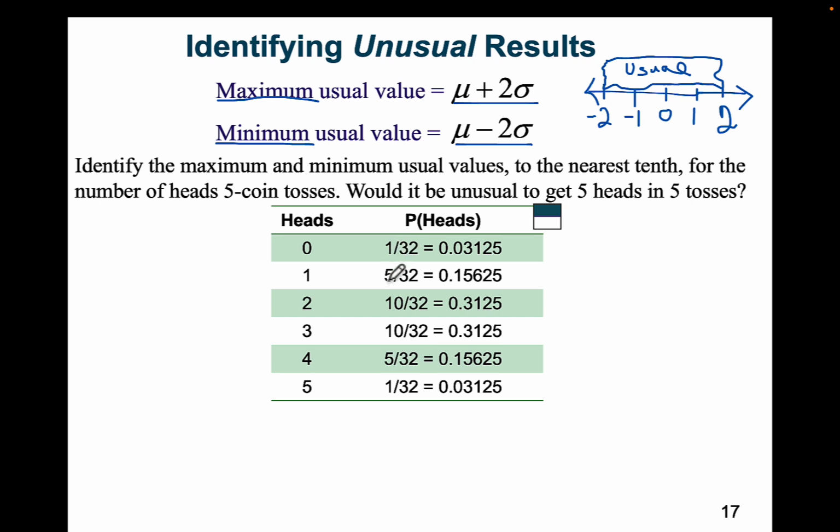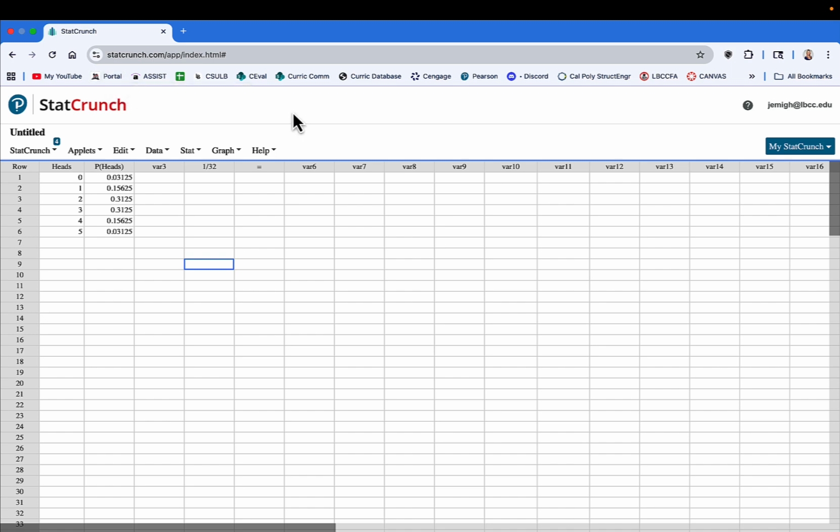5 of those outcomes would get heads exactly once. 10 of those outcomes would have heads twice, 10 out of the 32. 10 of those outcomes would have heads 3 times. 5 of those outcomes would have heads 4 times, and just 1 of them would have heads all 5 times. Here are the corresponding decimals, and we're going to open that in StatCrunch, and that will look like this.